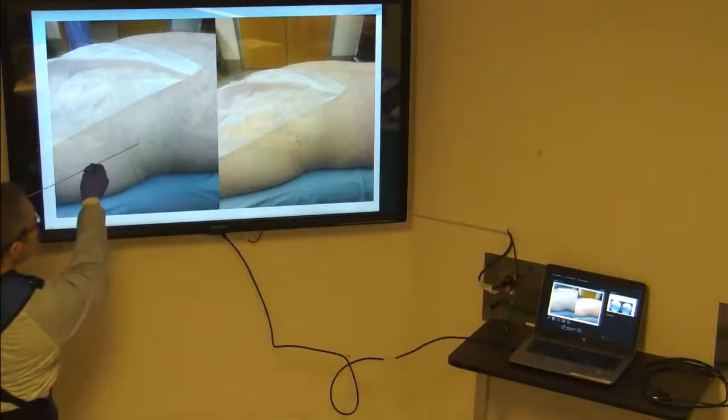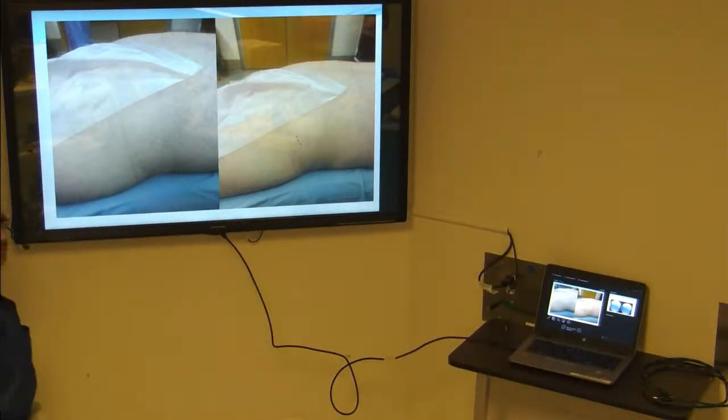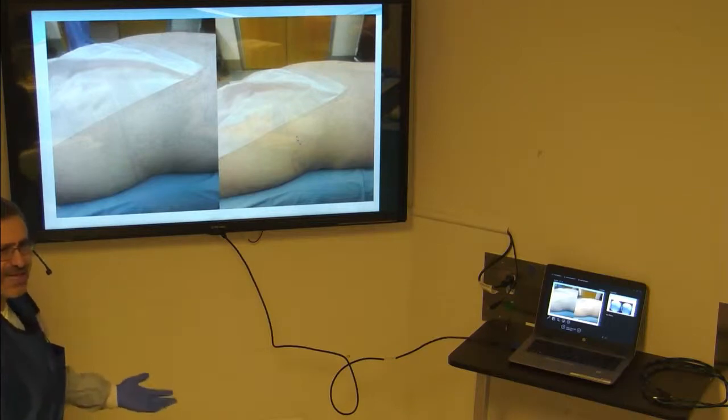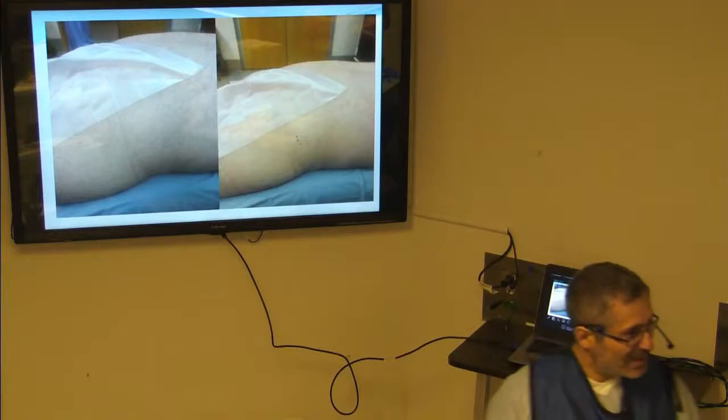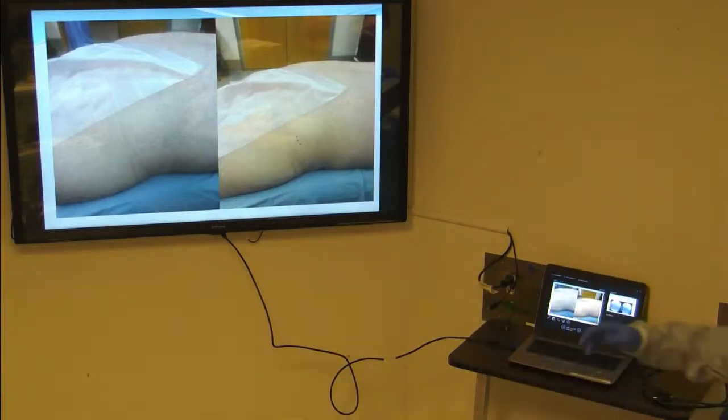This is all the incision. This is all what it is to do the surgery. It's an incision that's less than 2 centimeters, and you can do the entire surgery. Now, you have two sacroiliac joints.